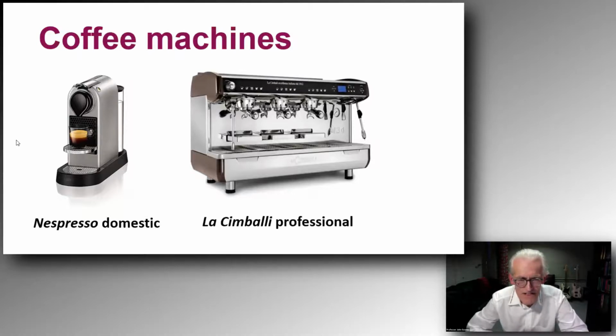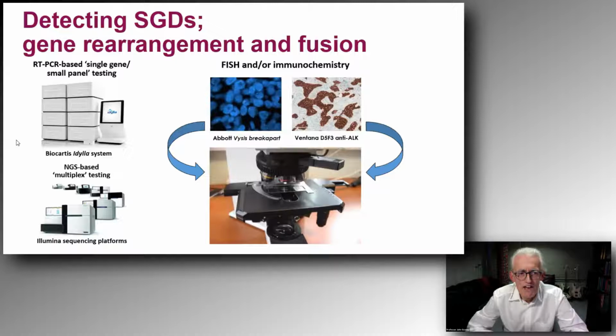Next slide, please. So if we are detecting our single genomic drivers and we're looking for rearrangements and fusions, again, we can use either so-called single gene small panel testing or multiplex testing. But with fusions, and NTRK typifies this nicely, it's very similar to ALK and ROS1. The rearrangement can be visualized by FISH, fluorescent in situ hybridization.